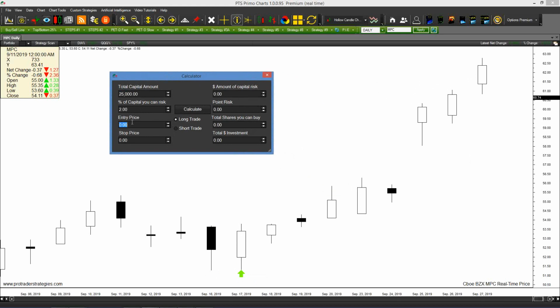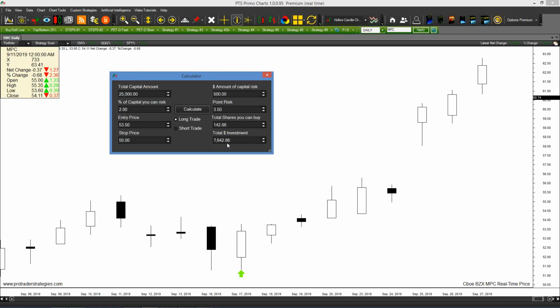Now we stated our entry price is 53.5, and our stop would be 50. That's it. We hit calculate, and there you have how many shares. Total shares you can buy is 142. You might want to round that off to 145 or even 150 or 140. The first thing I want you to look at is your total investment, just to see that you're in place here. Your total investment would roughly be $7,600.